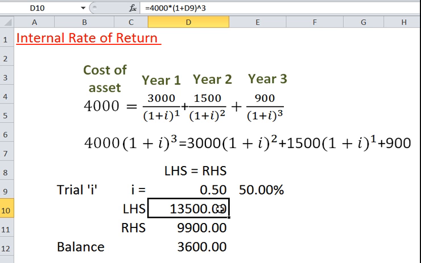Now, the left-hand side, well, here I'd refer back to the formula part of the spreadsheet. Here we've got 4,000 multiplied by, the little star means multiplied by, 1 plus D9, D9 is a cell number, raised to the power of 3. That's what the little upward pointing arrow here means, raised to the power of 3. Now D9, well, D9 is this figure here.